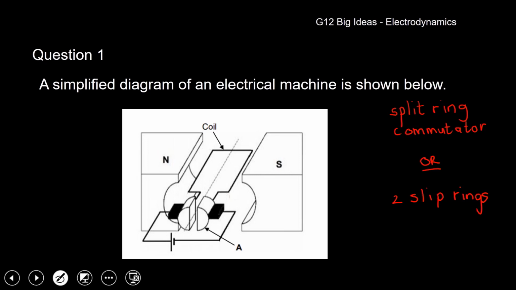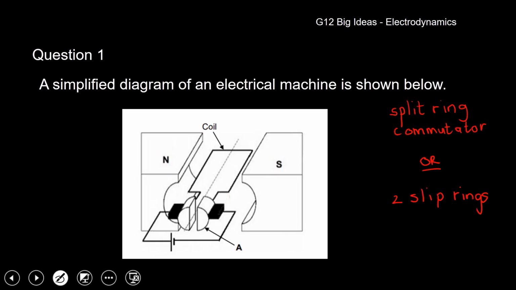Now, I want you to have a look at this quite carefully, and we're going to unpack it and draw on it and write around it what we know. So if we look at this picture, we can see we have got a north there and a south there. So we've got a permanent magnet, and so we could draw in some magnetic field lines, and we know that they go from north to south.